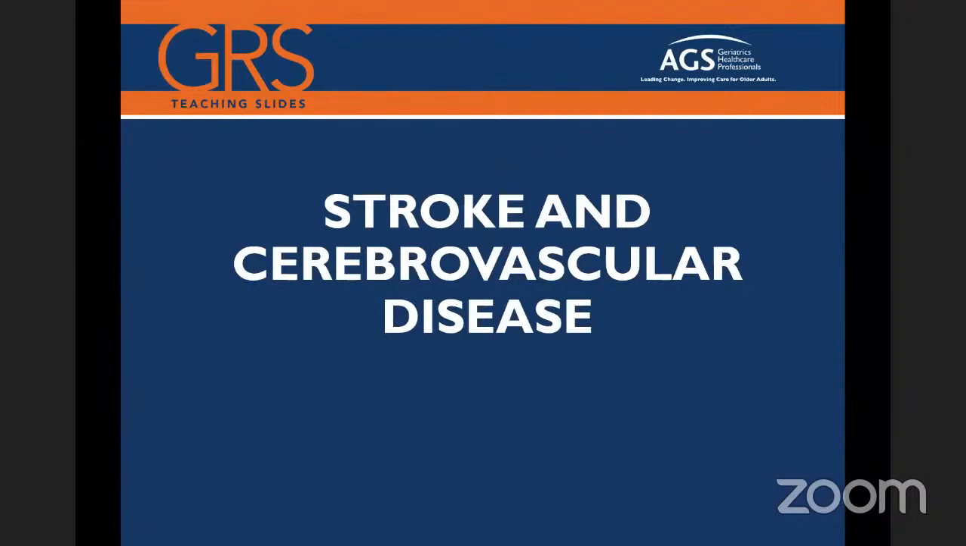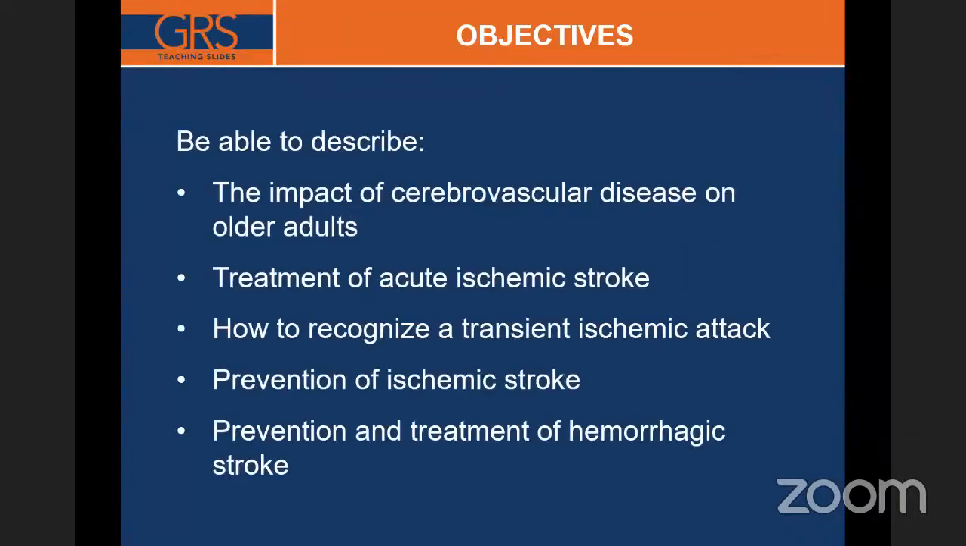So today we'll talk about the stroke and cerebrovascular disease. The objective of this session is to be able to describe the impact of cerebrovascular disease on older adults, to know the treatment of acute ischemic stroke, to know how to recognize a transient ischemic attack, and to describe the prevention of ischemic stroke, and the prevention and treatment of hemorrhagic stroke.